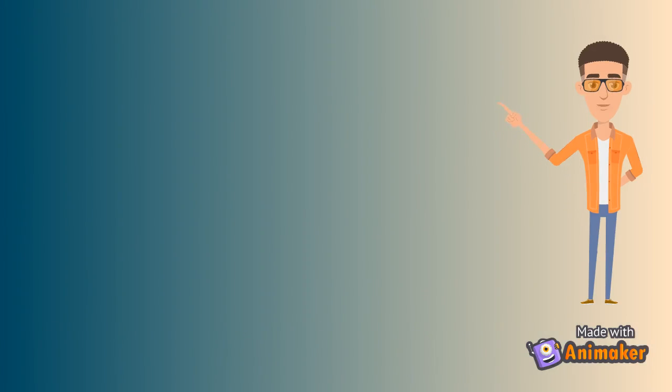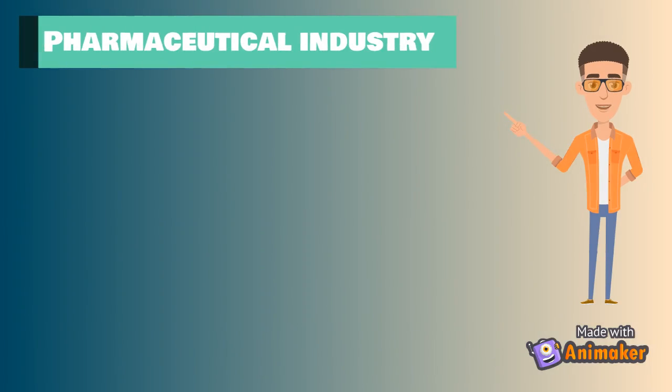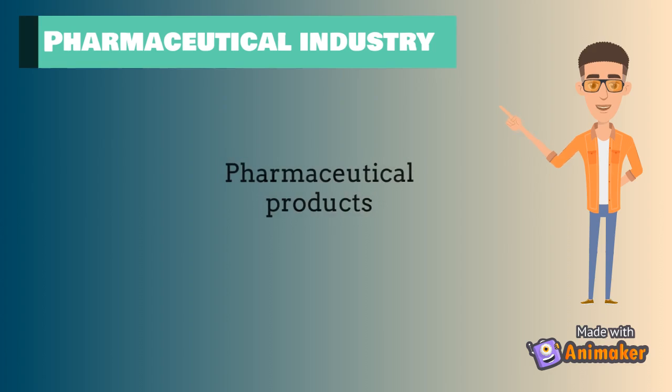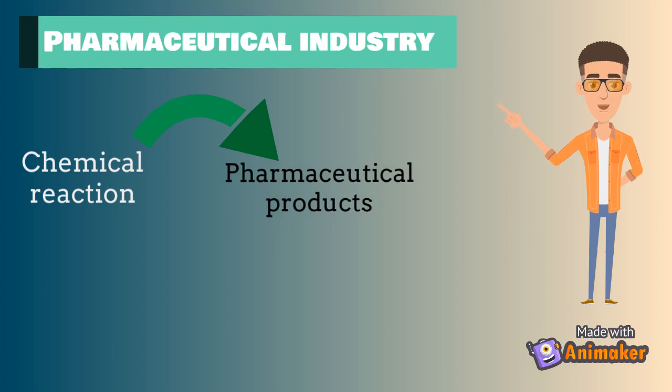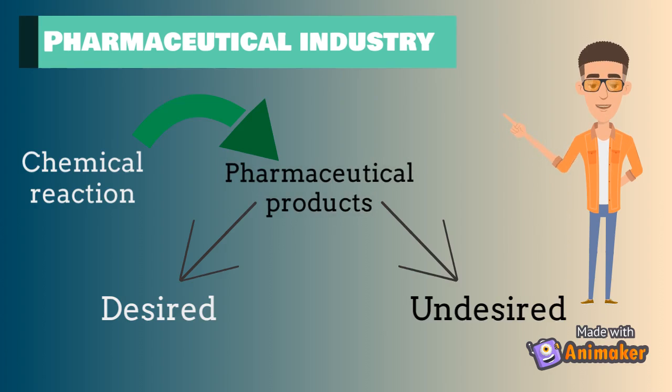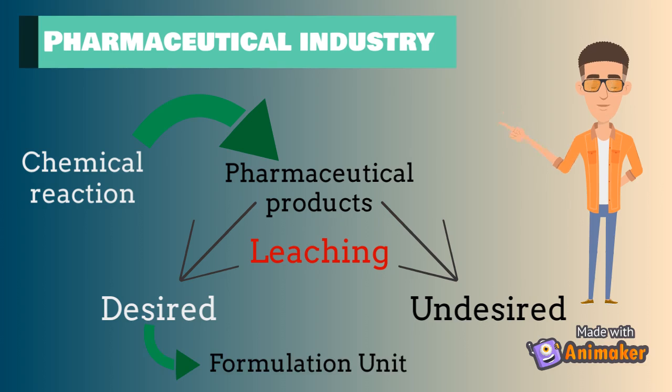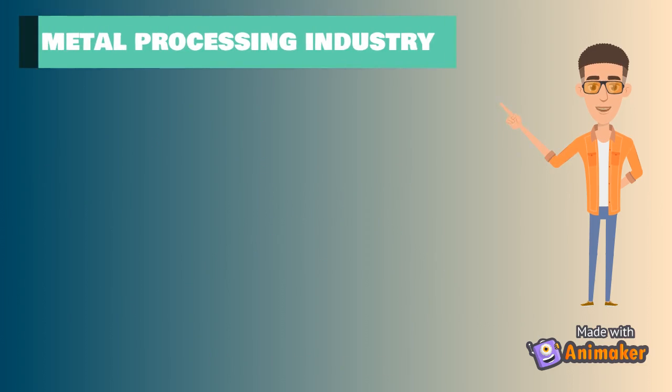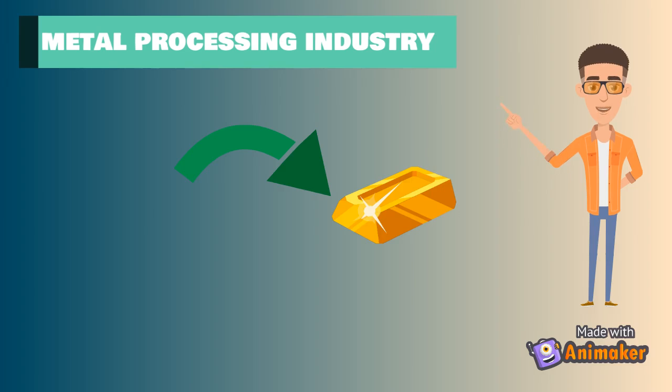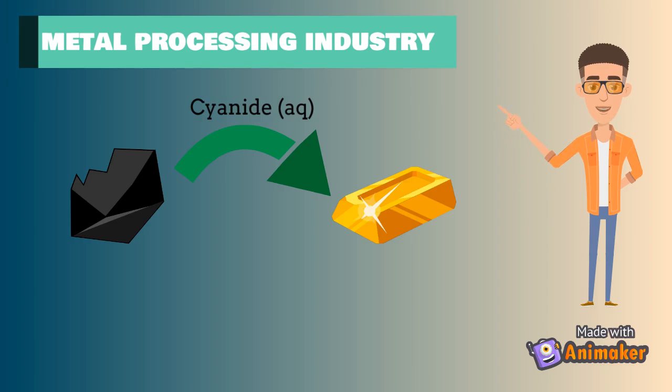Besides, the pharmaceutical industry is involved in the leaching process. The products from pharmaceutical manufacturing processes are isolated using different separation processes such as leaching, and the products are sent to the formulation unit. Next, the metal processing industry is also involved in leaching application. One of the examples is leaching of gold from its ore with aqueous cyanide solution.